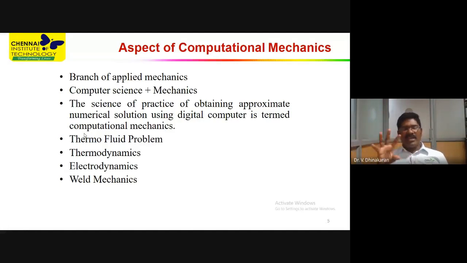Okay, computational mechanics is a common name. It will take the name of where it is being applied, like computational electromechanics, computational thermomechanics, computational fluid mechanics. So it will take the particular name in the field of application.